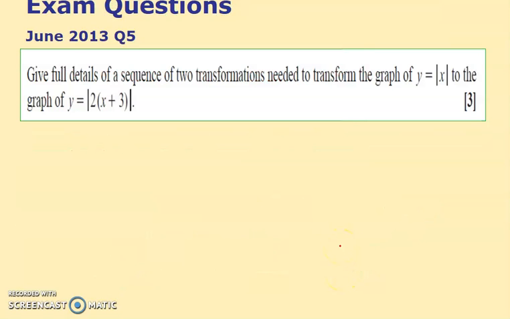So, a slightly different question. This is an exam question, a bit easier, I think. It says give details of two transformations needed to make y equals mod x. Now we know mod x looks like that. How do I make it look like that? It looks to me like it's got a stretch with a scale factor of 2, and we've got to be a bit careful. And this then is a translation.